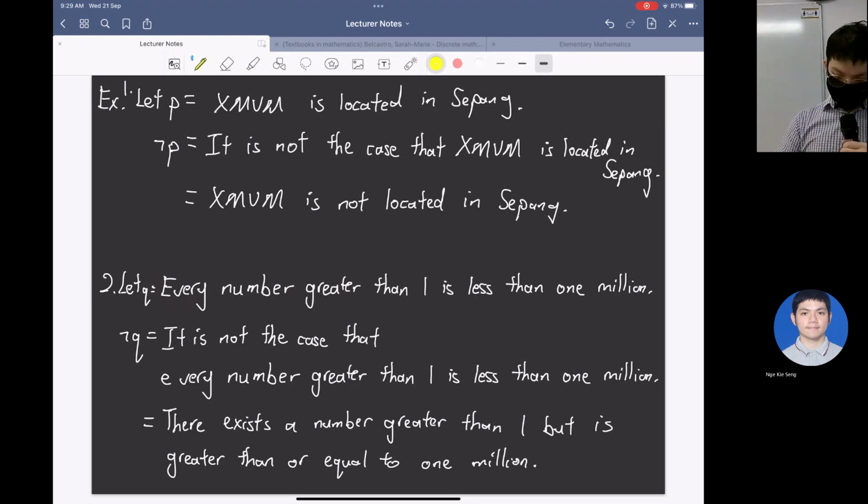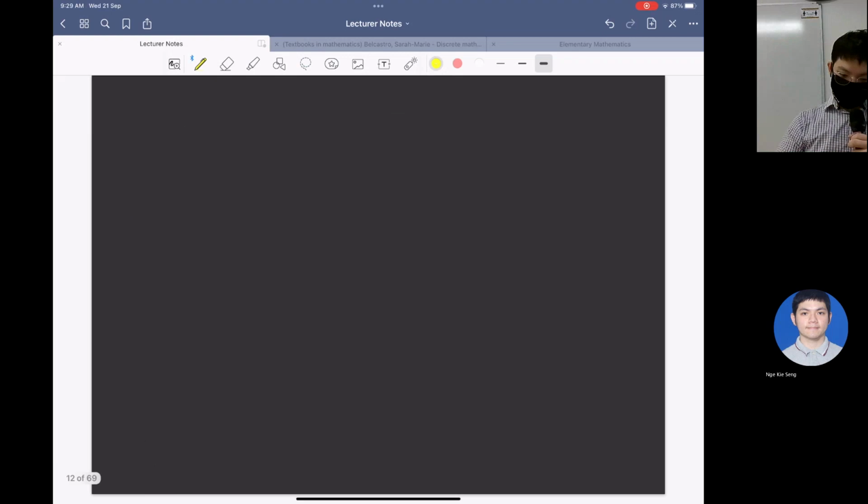Actually, one thing to see here. If you notice, when P is true, not P would always be false, right? And similarly, if P is false, then not P is true. This is what you observe. So we will make it precise now.